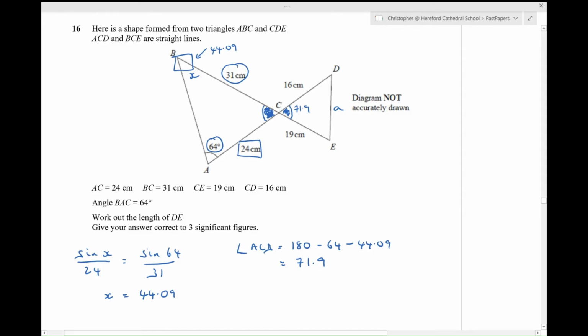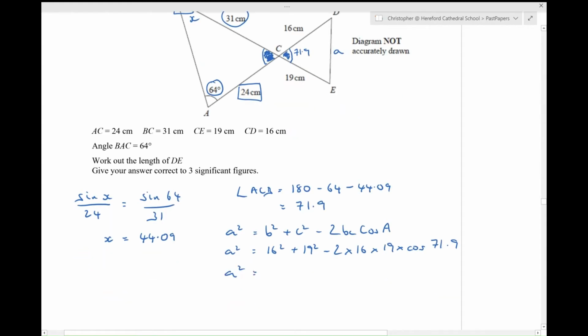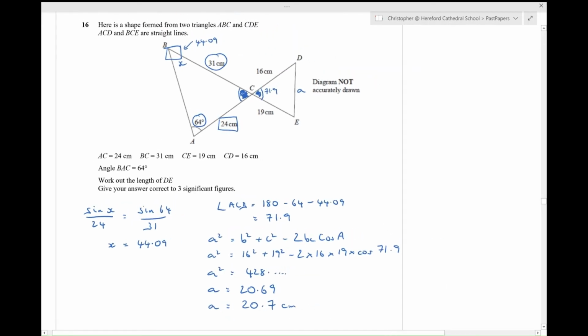And now I can use the cosine rule on that right-hand triangle. So a squared equals b squared plus c squared minus 2bc cos a. So that's going to be a squared equals 16 squared plus 19 squared minus 2 times 16 times 19 multiplied by cos of 71.9. Good. Bit of calculator action, and you can work out that a squared is 428 point something something something. So you can square root that, and you'll find that a is equal to 20.69, but I'm asked for a correct to 3 significant figures, so my answer is 20.7 centimetres. And that is question 16 complete.